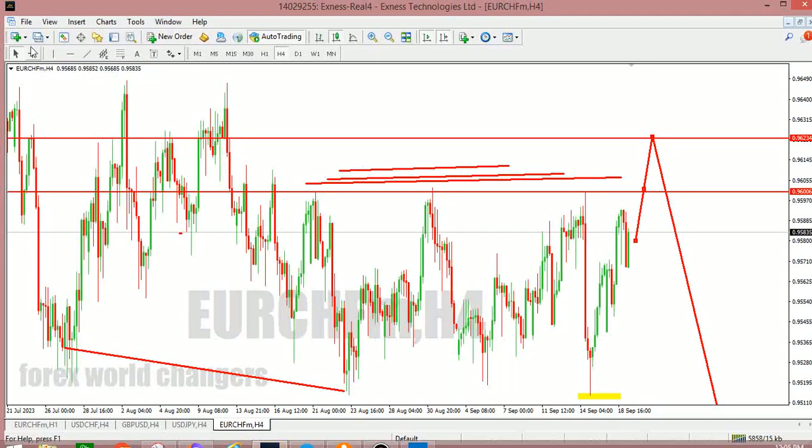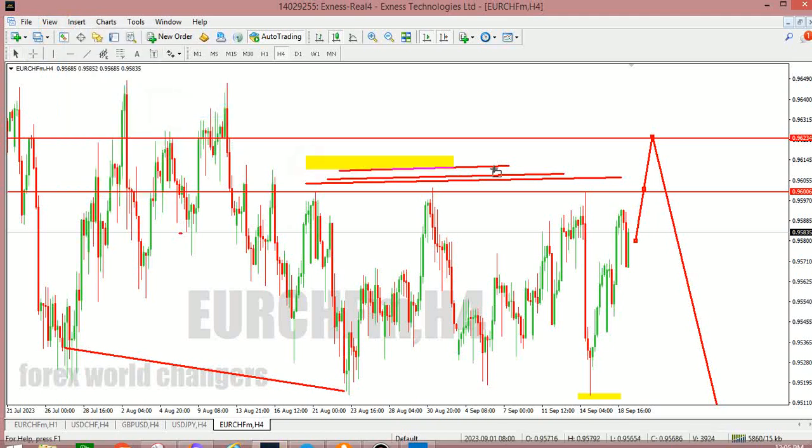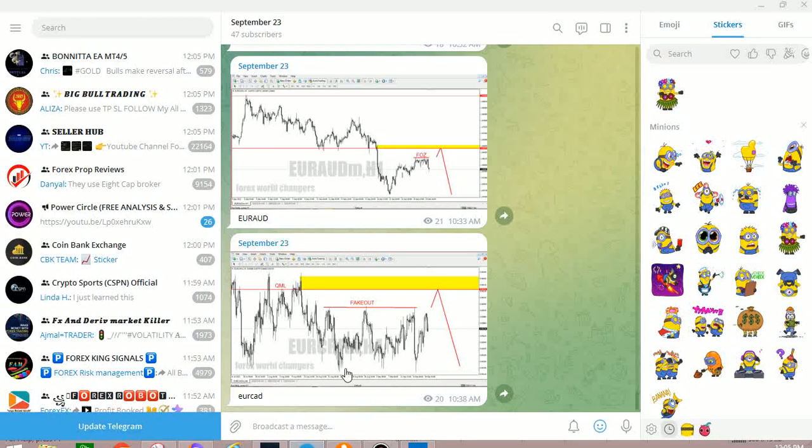So this is a more clean setup. Please bear with me. Okay, this is a more clean setup that I've just shown you guys on the group. If you're not in our Telegram group, you're not going to get this setup.